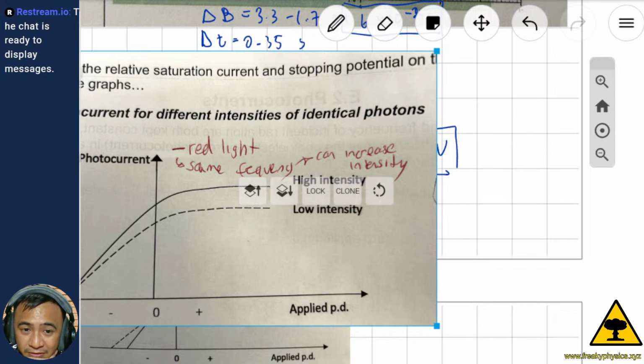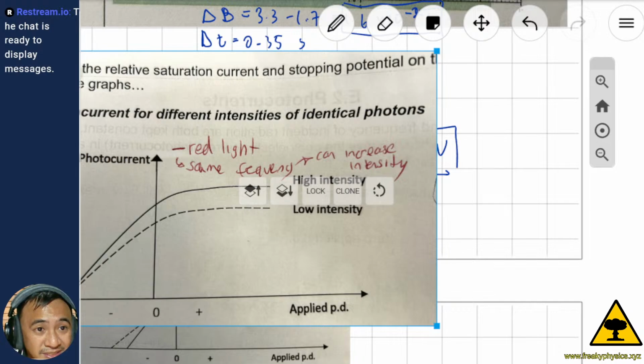So what's happening here? What does this graph mean? Photocurrents. Okay, so this is the applied potential difference. I think you're getting confused because you don't know what the graph actually means. All right. So this is what we'll do. I'm not gonna share my board here at the moment. I am going to share a simulation.